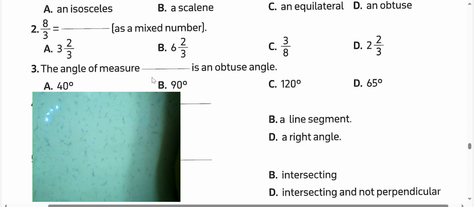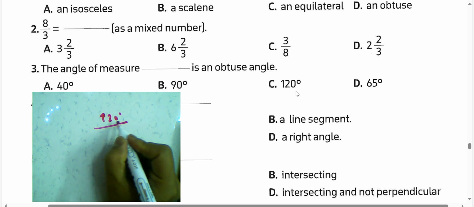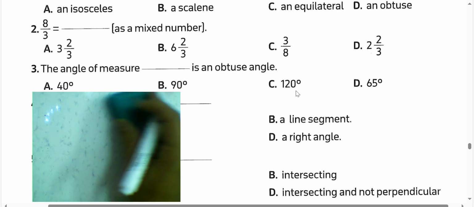The measure of the angle is 120 degrees, an obtuse angle. An obtuse angle has a measure greater than 90 and less than 180. We call it an obtuse angle triangle.